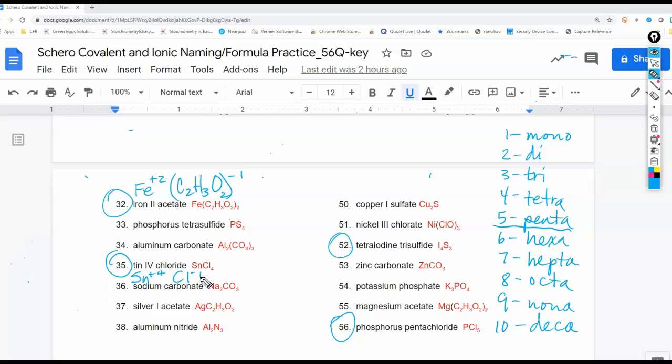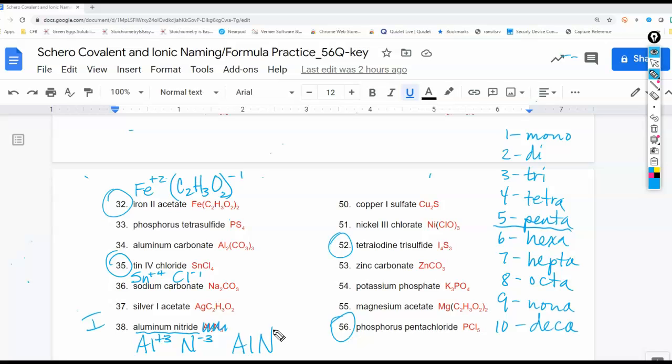Then I have aluminum nitride, okay? And in this case, the way this is written, this is telling me that it is ionic, so I'm going to use my aluminum +3 and my nitrogen -3. So Al +3 and N -3. I don't have any other information other than aluminum nitride. My charges will cancel each other out. I am left with AlN. I'm glad I found that one. That would have been a problem for everybody.